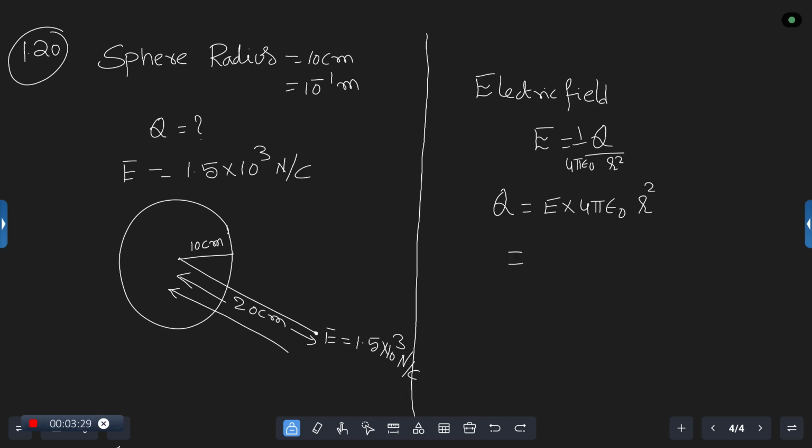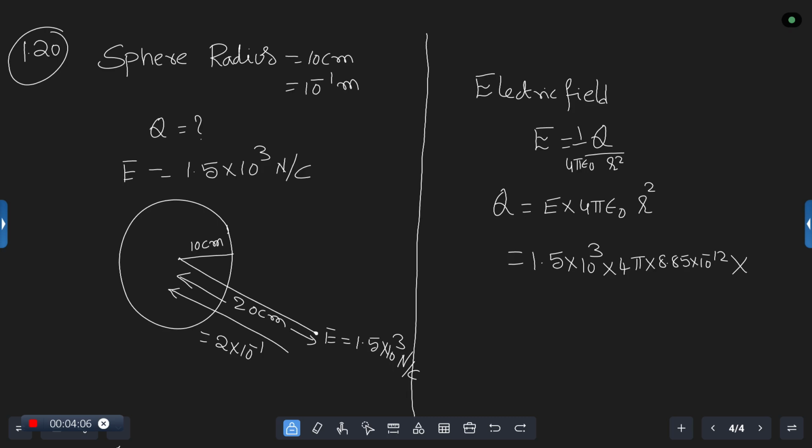So E equals 1.5 into 10 cube, into 4 pi, epsilon naught 8.85 into 10 power minus 12, into R square. What is the radius? R is 20 centimeter. So 20 centimeter equals 2 into 10 power minus 1. Yes or no? 20 by 100 means 20 centimeter.